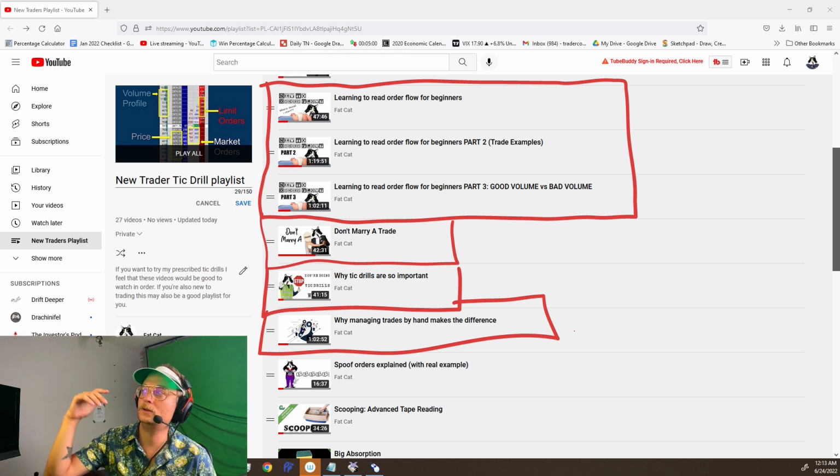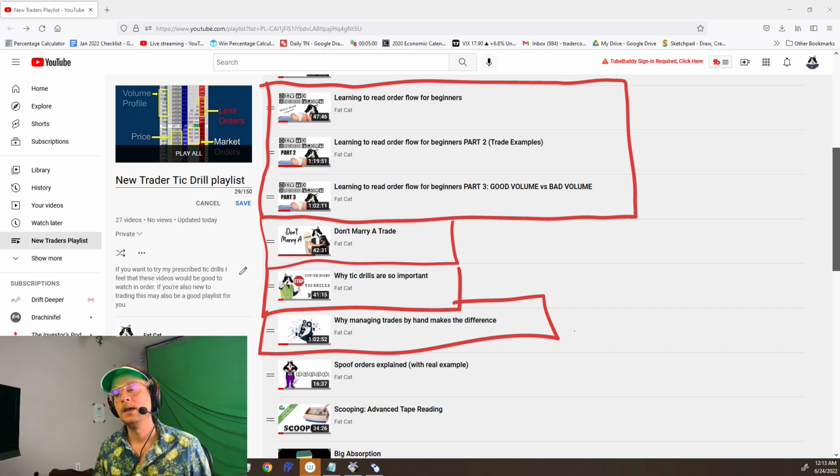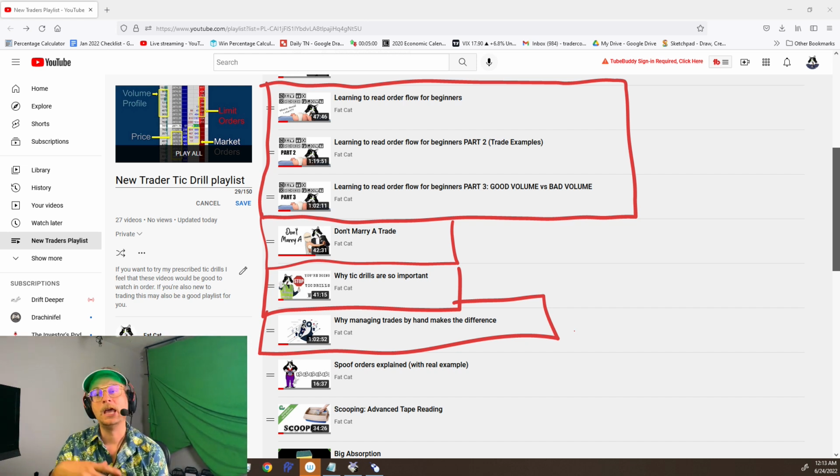So the point of doing tick drills is also to learn how to manage trades by hand. And you're also building the skill of learning to break even and learning to lock in a small profit if the trade's not working. And I can tell you that there's a lot of time where trades just aren't working and going to my target. And a lot of the time I'm trying to lock something in, and I can actually have a decent day by doing that.